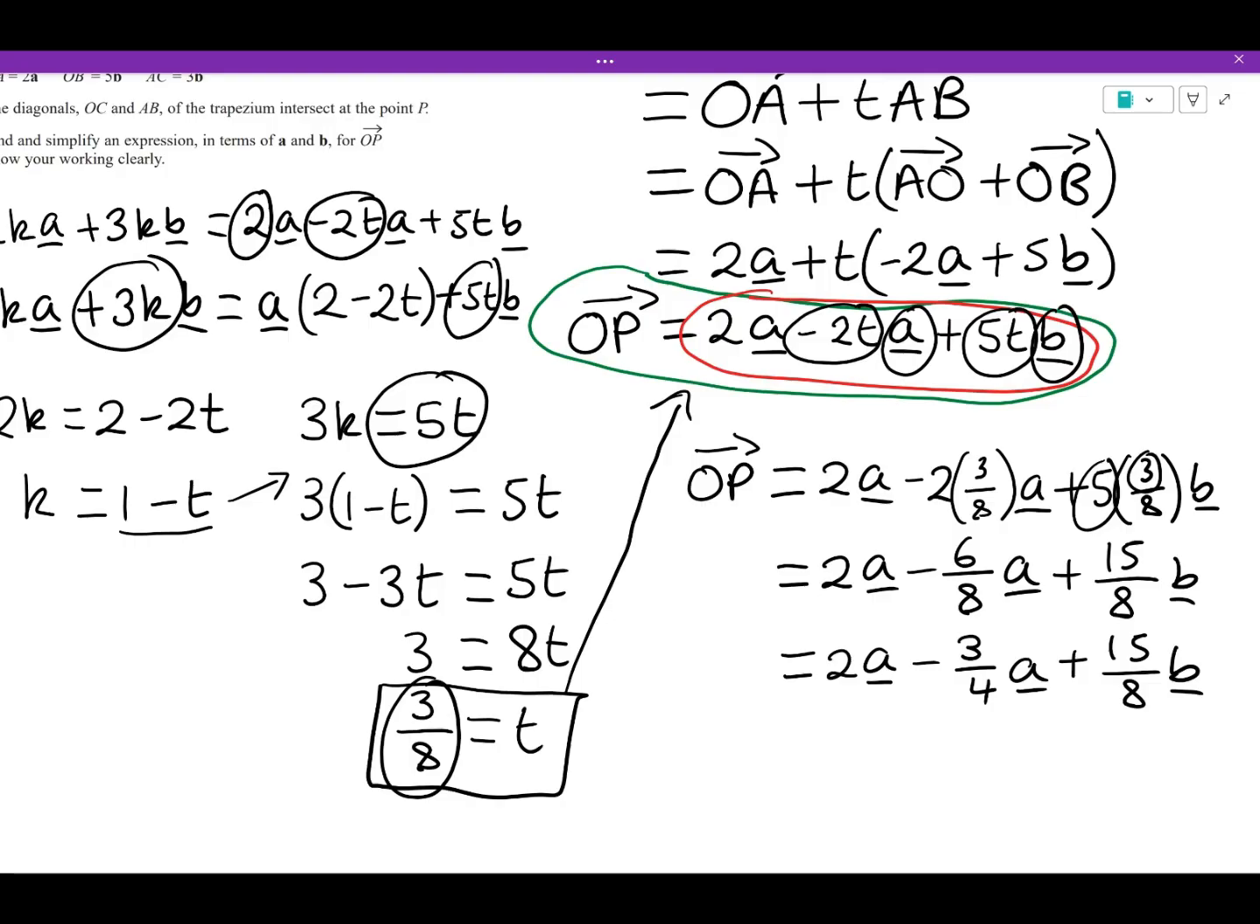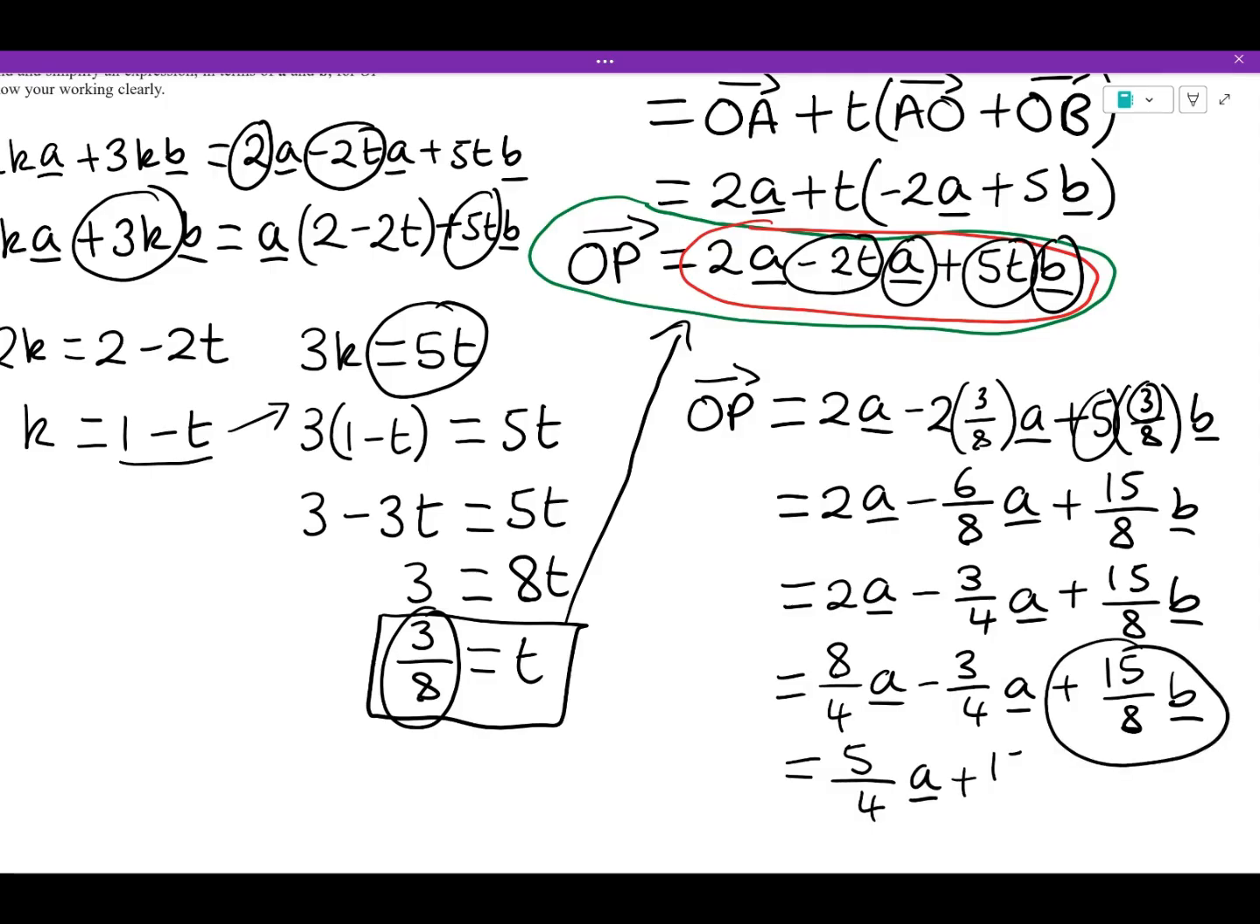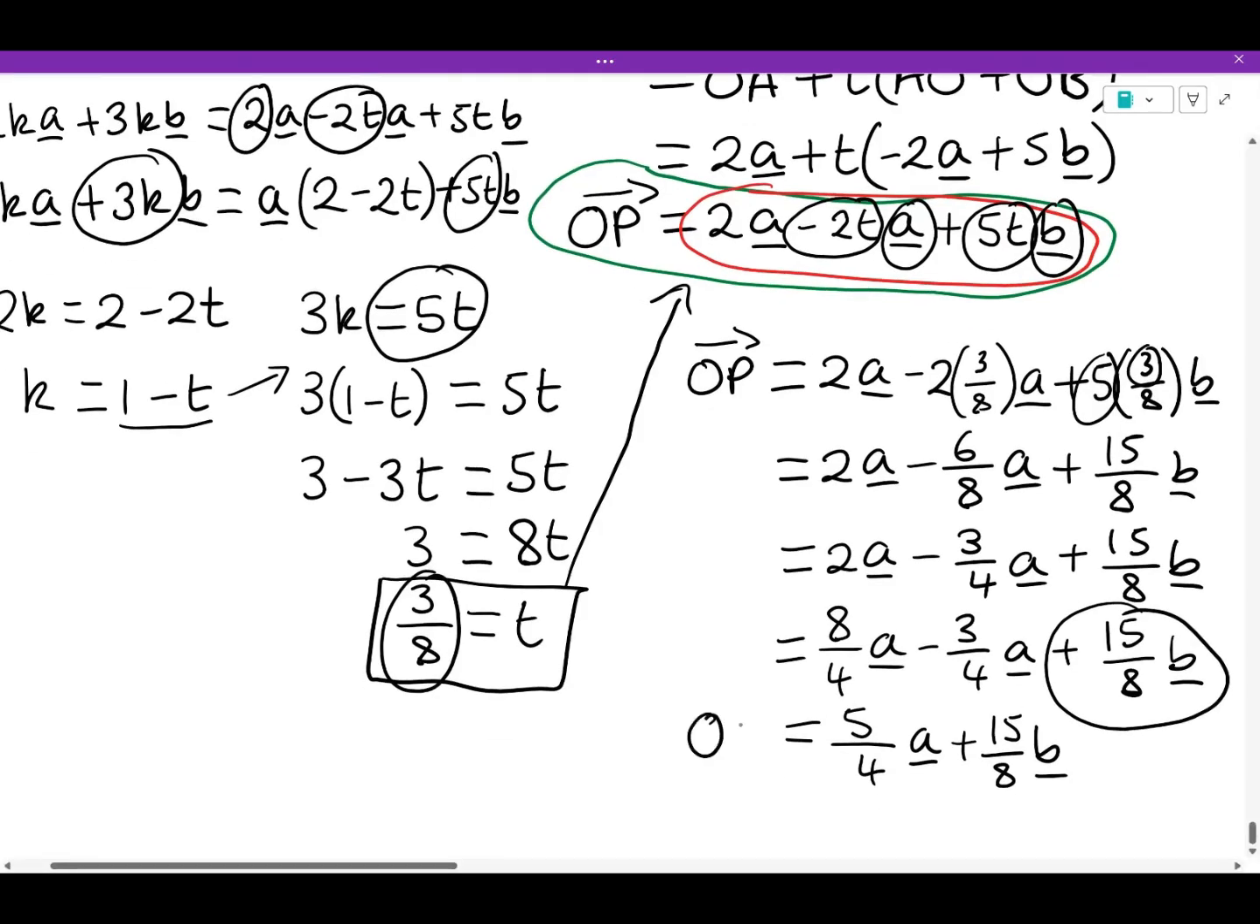Then the last thing I need to do is simplify my 2a, subtract 3/4 of a. So if we write the 2 with a common denominator of 4, it would be 4 here, and then an 8 in the numerator, and I have an a here. And then subtract 3/4 of a plus 15 over 8b, like that. So then 8 over 4, subtract 3 over 4, well, that's going to give me 5 over 4, lots of a. And then we got the plus 15 over 8, lots of b. And that would be my final answer for O to P.